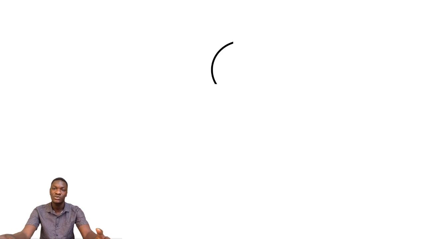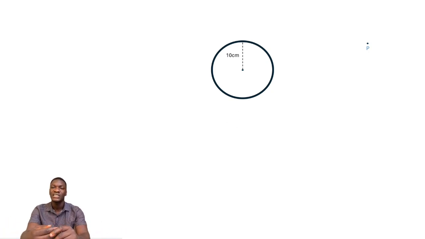So we've been given a circle, and then the point P outside the circle. The circle has a radius of 10 centimeters, and a tangent joins the point P and the circle. The tangent is 24 centimeters long.